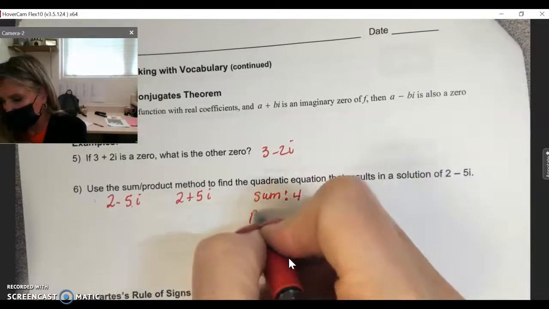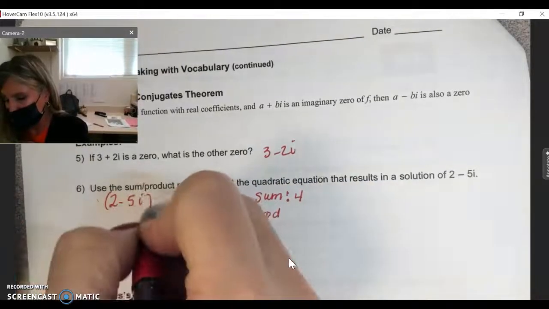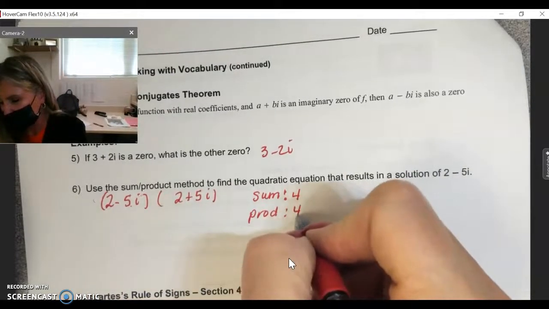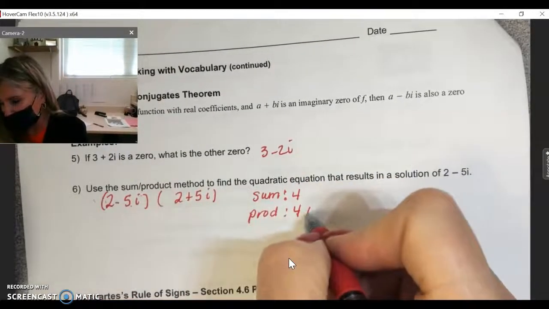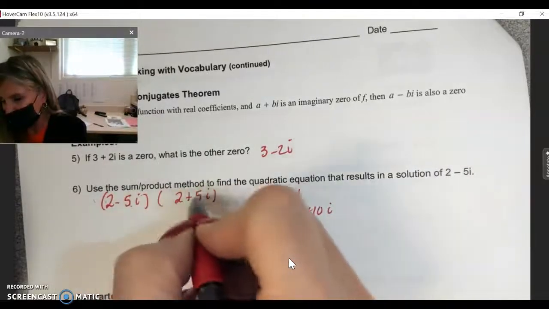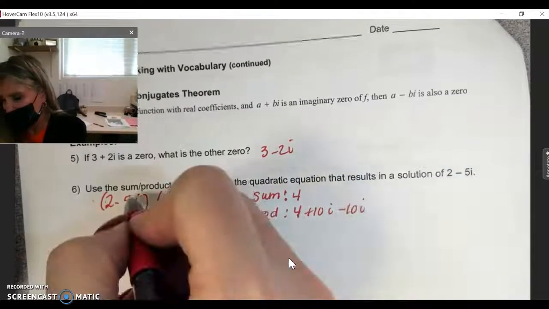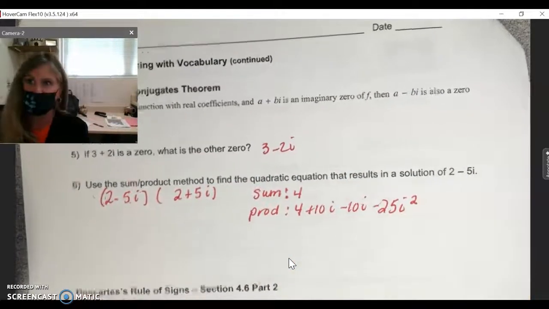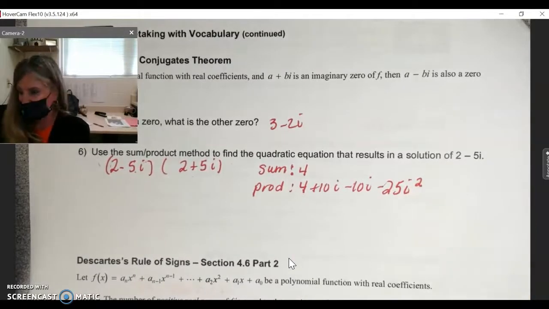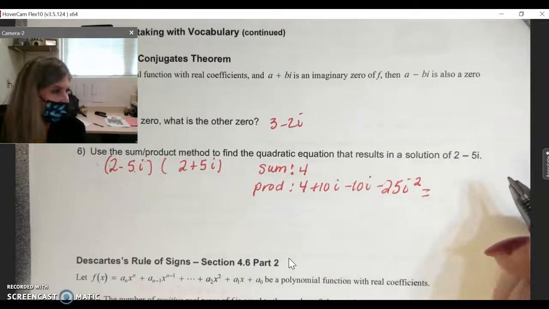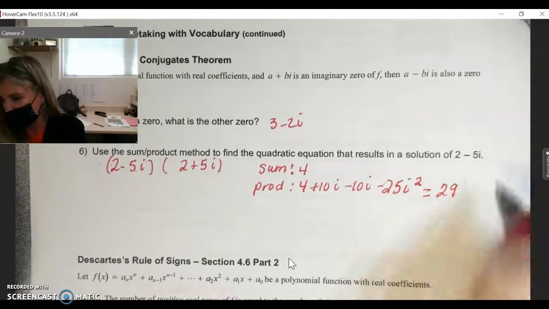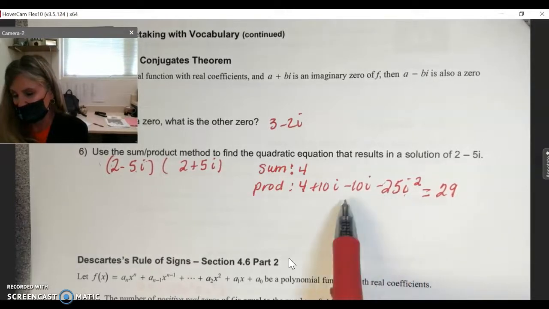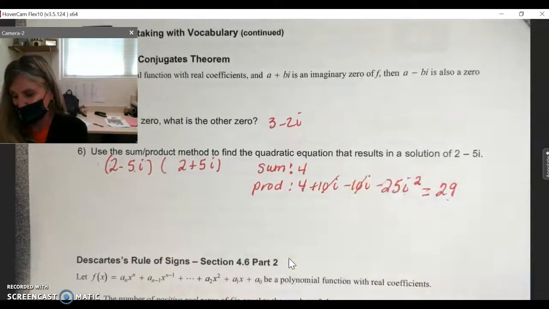4. The product, these are binomials. I have to do first times first, which is 4. The outers give me plus 10i. The inners give me minus 10i. And the last times the last gives me minus 25i squared. You guys know, I heard somebody say it already. 29, right? That's because i squared is negative 1. So negative 25 times negative 1 is 25. These two are 0. We got 29.